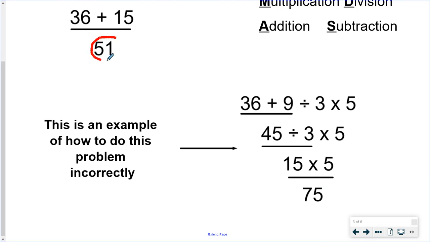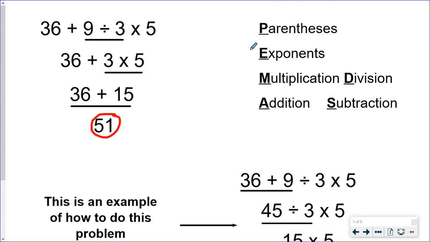And if you notice, these two answers are not the same. So, which one is correct? This one is not correct because it did not follow the order of operations. This one is our correct answer because it did follow the order in which we should do them.